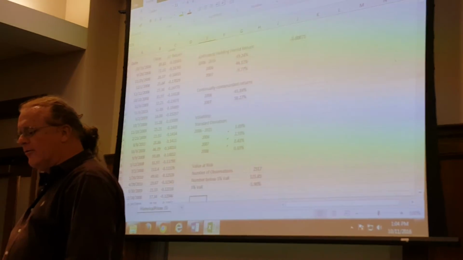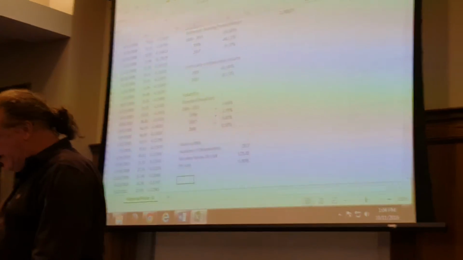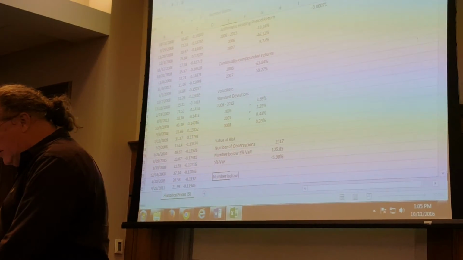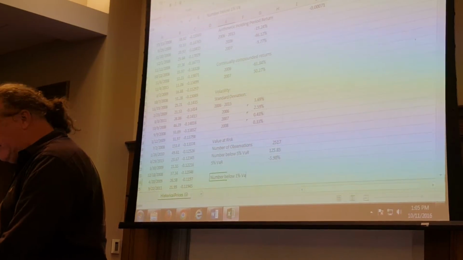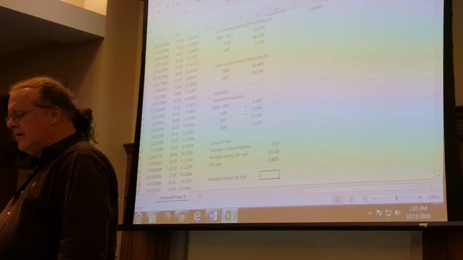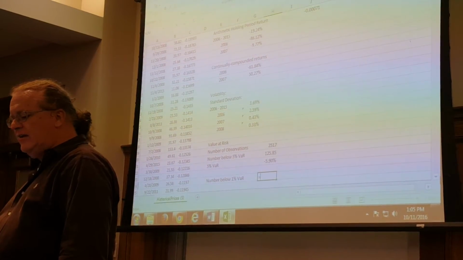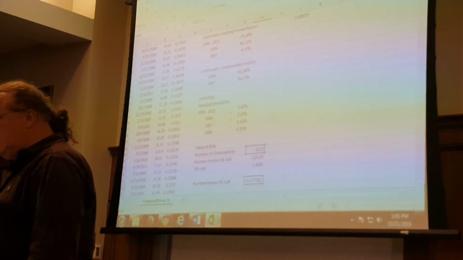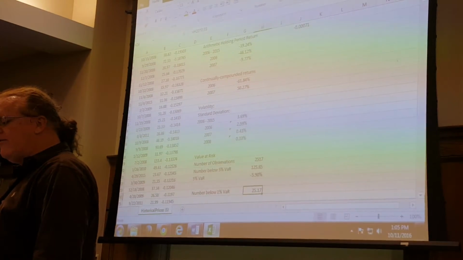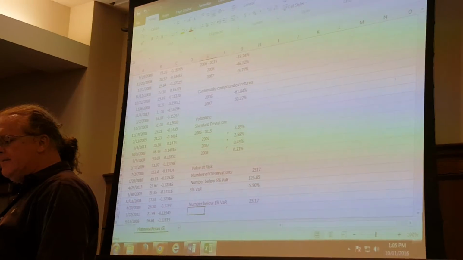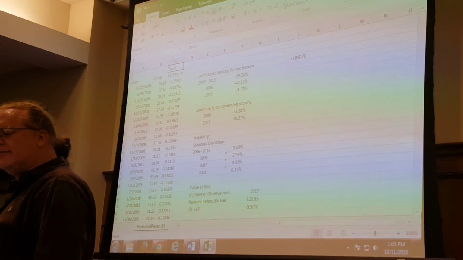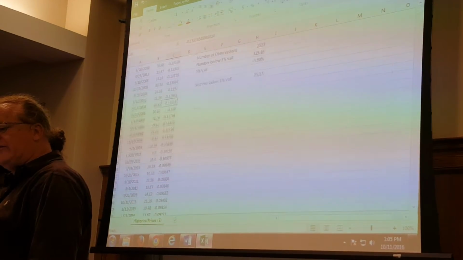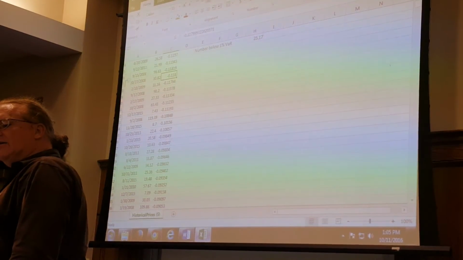Okay, well, I need to get the number first of all. The number of observations below the 1% value at risk. Okay, so I take 2517, so that's H20 times 0.01 gives me 25. I'm going to round that off to 25. So up here I've got two rows of that number, so 25 plus 2 is 27. So it puts me right here.